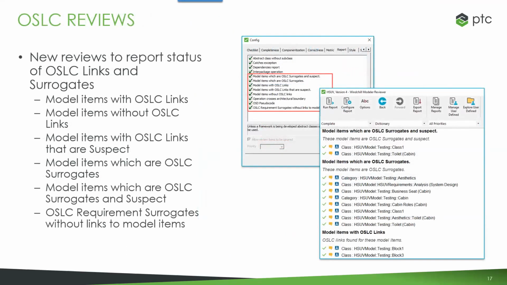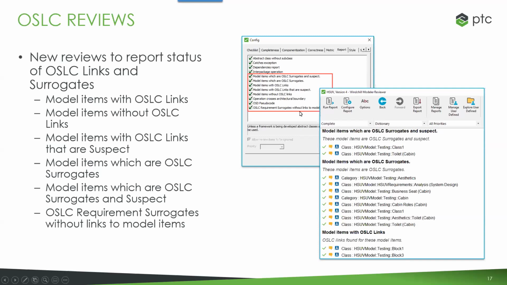We've added some OSLC reviews. So this is the first phase really in a wider goal that we have for OSLC reporting. The first phase is reporting the links we have within Modeler. So we've added these new OSLC checks, and it will go through the model or the selected package and check items that are OSLC links, OSLC surrogates, items without OSLC links, items that are OSLC surrogates that don't have links to anything in the model.